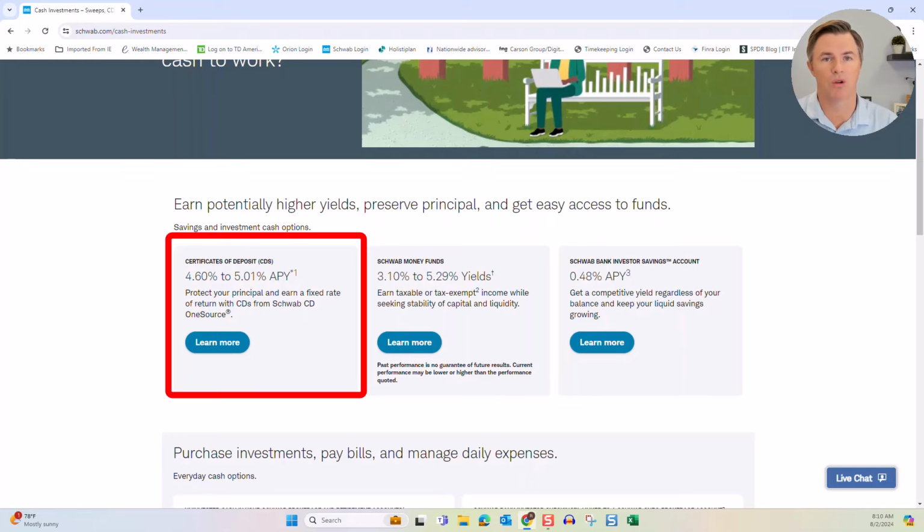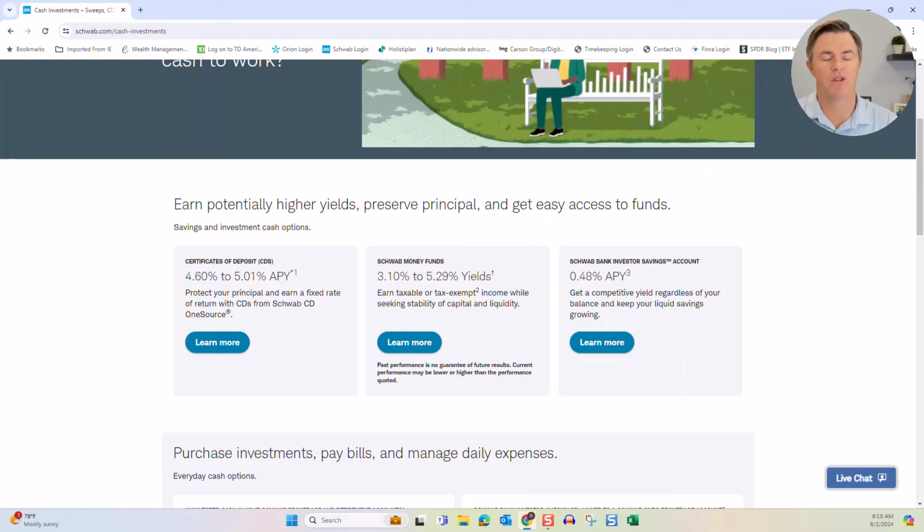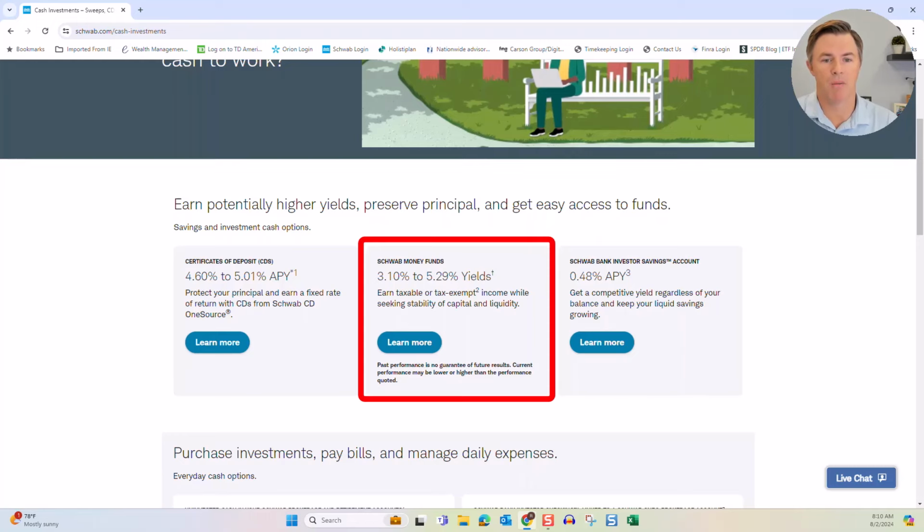These are called broker sold CDs. So what this means is you don't have to actually open up another account at that bank. Within the same account, whether that be your retirement account or a taxable investment account, you can buy CDs. But in this video, I want to focus on the more liquid option, and that being the Schwab money market funds.